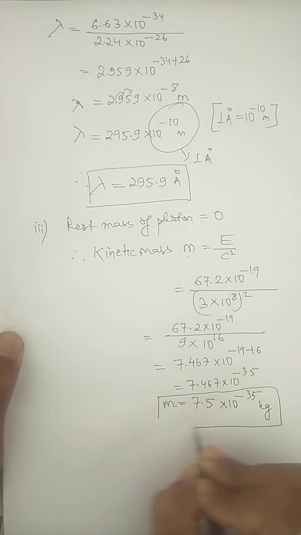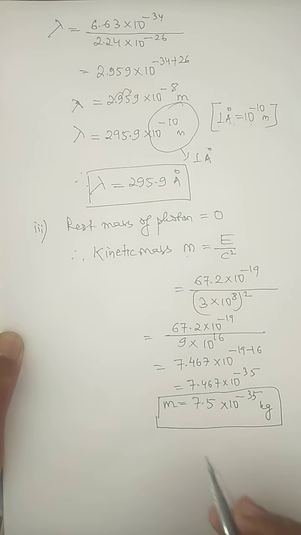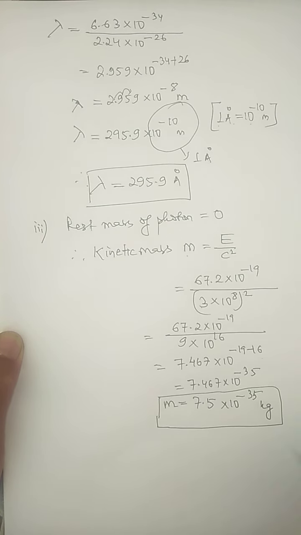Look at the kinetic mass of photon, which is 7.5 into 10 to the minus 35 kg, which is even smaller than the mass of the electron. You know, electron is the smallest particle of the atom. Okay, the fundamental particle of the atom, a subatomic particle of atom, which has a mass, but the mass of photon is even much smaller than the mass of the electron, which is 7.5 into 10 to the minus 35 kg.